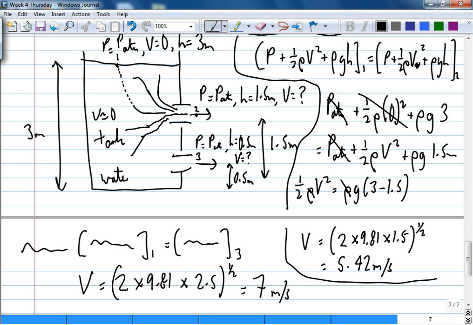Everything else is the same. The only difference is this part, the 1.5 is different. It's now 0.5, and then you can simplify it to this. So, if your hole was here, it will come out at 7 meters per second. If the hole was here, it will come out at 5.42 meters per second. Is that okay?